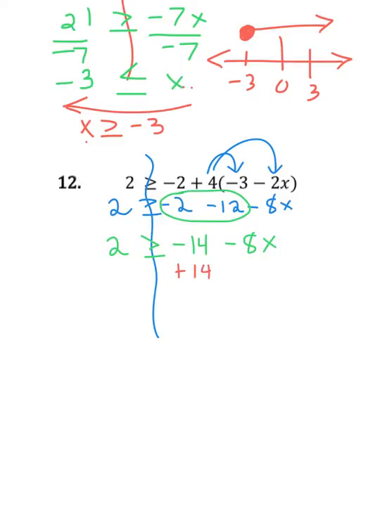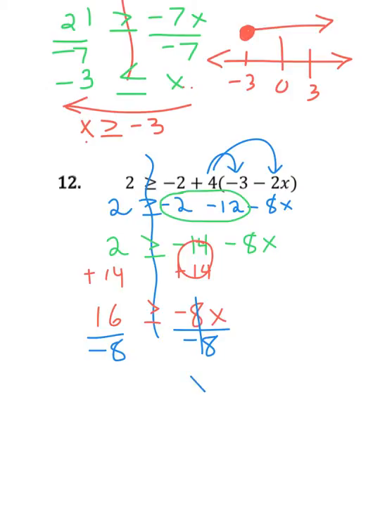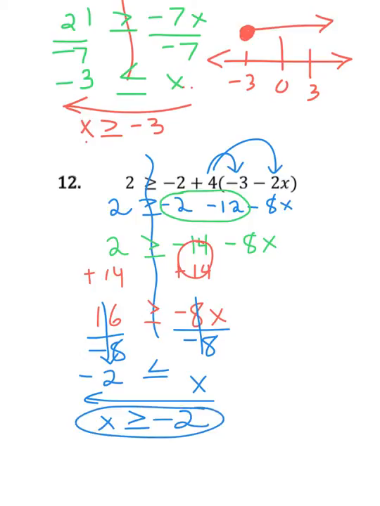Plus 14, plus 14. 0 greater than or equal to negative 8x, and that'll be 16. Divide by negative 8, divide by negative 8. Gotta switch the sign, and that will be a negative 2. Done. Now I'm going to rewrite it so that the x comes first. So x, just flip the sign, negative 2. So there's my final answer.